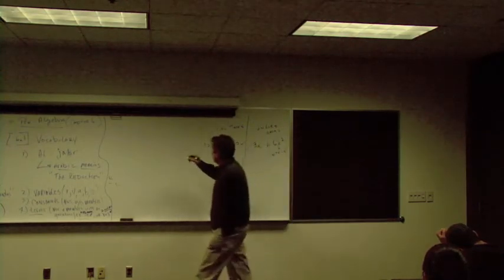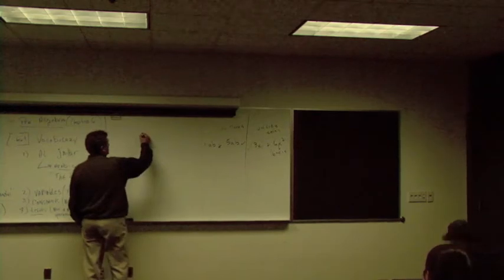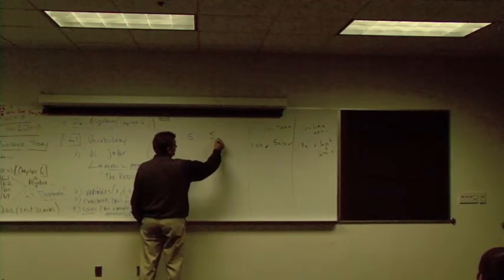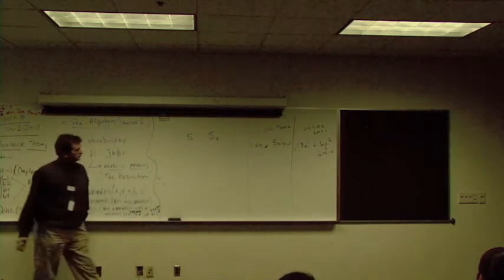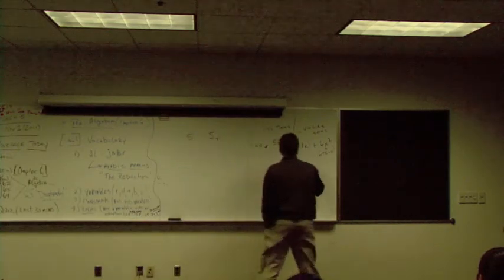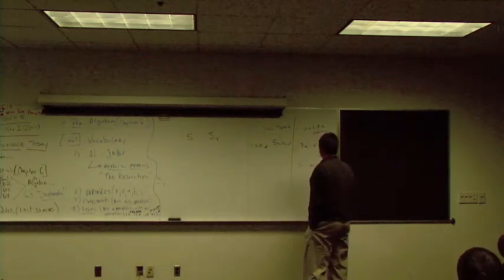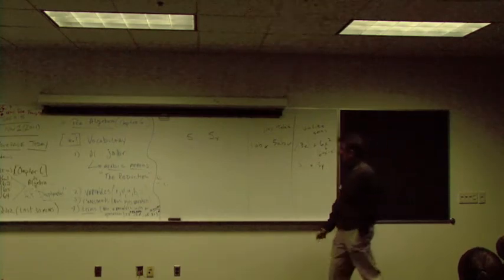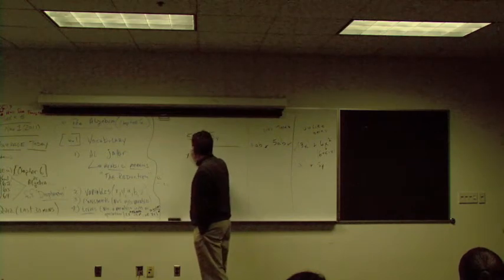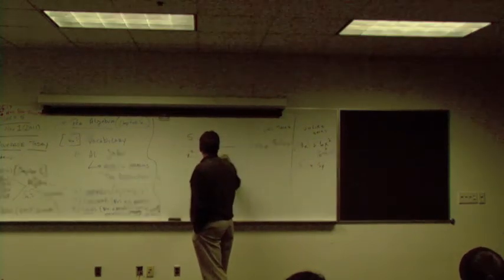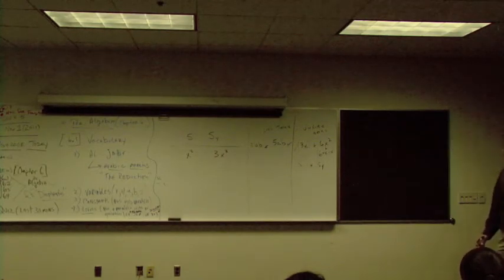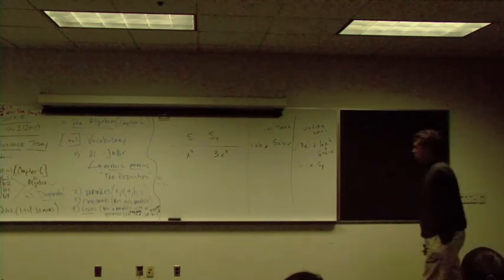Alright? What about these two guys? Let's say 5 and 5y. These like or unlike? It's unlike. Why? Okay, so these are unlike. What about x cubed and 3x cubed? Are these like or unlike? Like. Why?